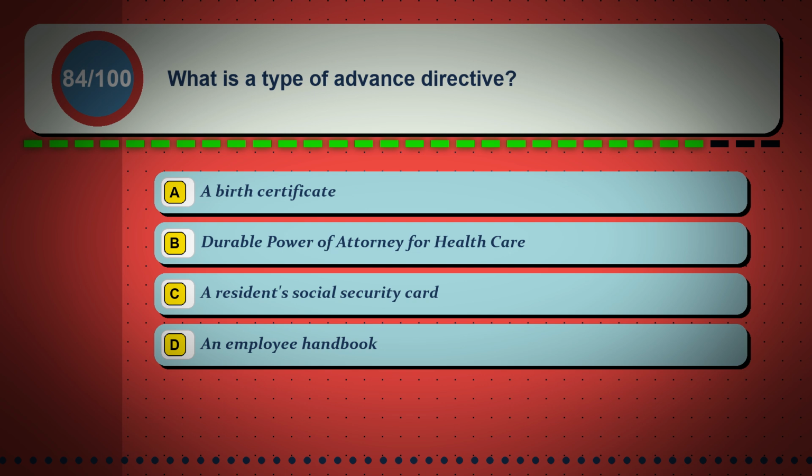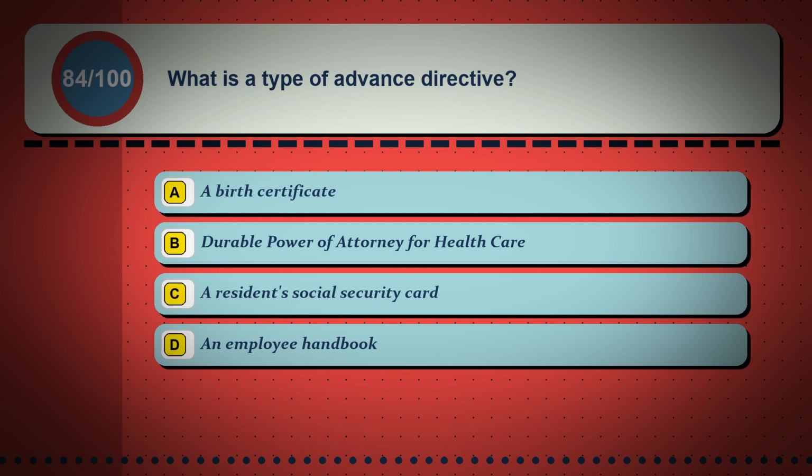Question 84. What is a type of advance directive? Option A, a birth certificate. Option B, durable power of attorney for healthcare. Option C, a resident's social security card. Option D, an employee handbook.